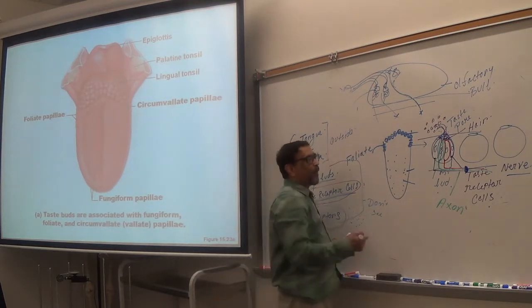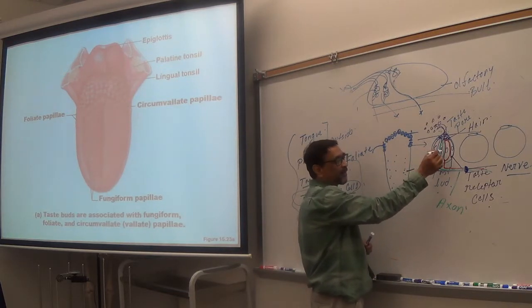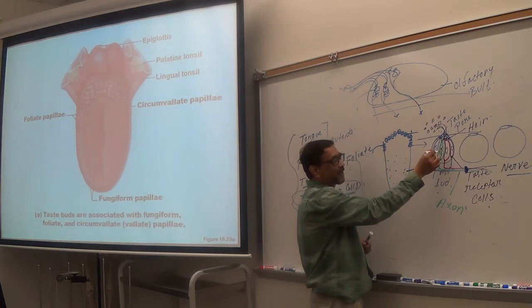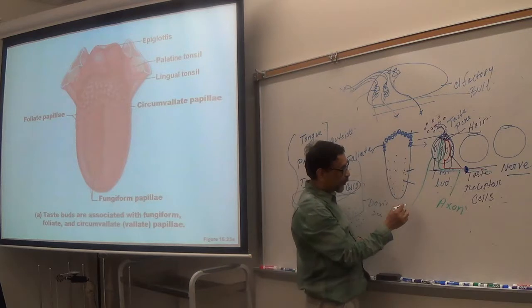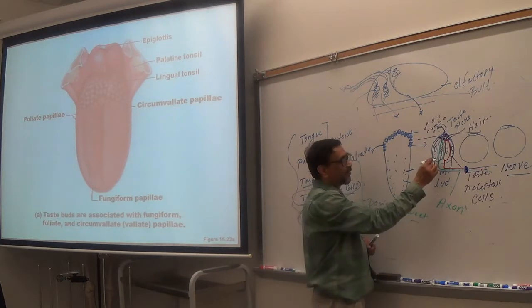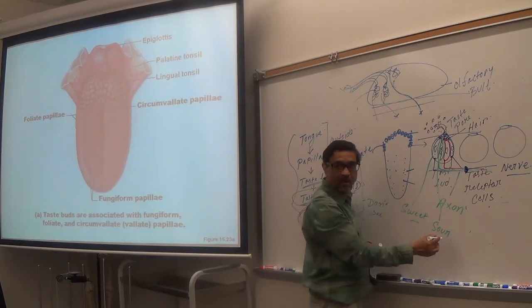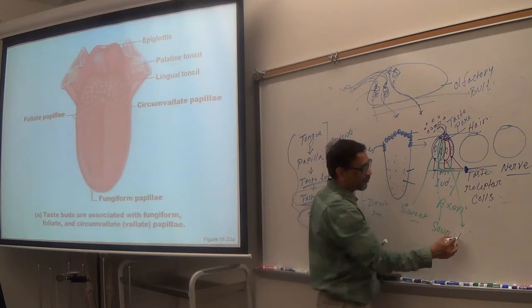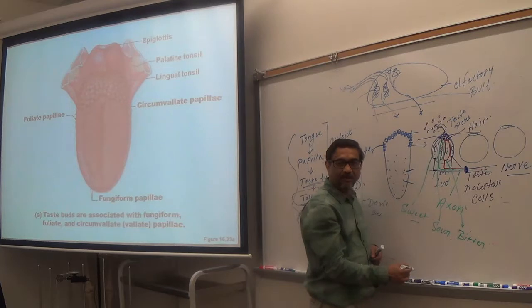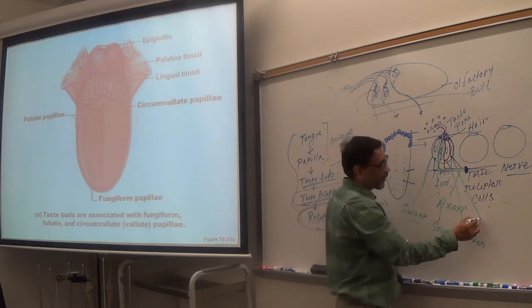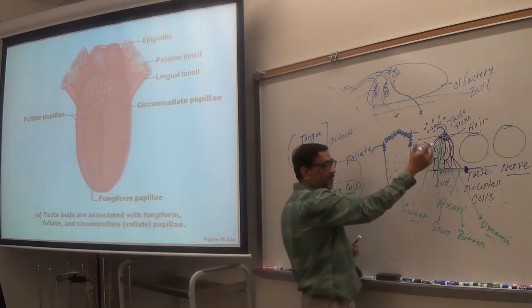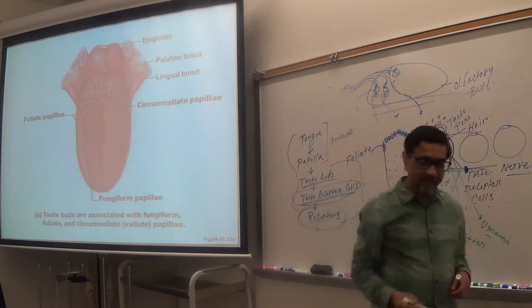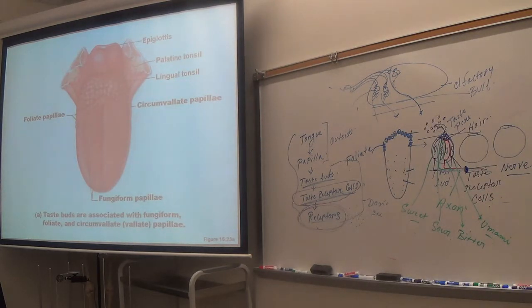Now, why inside the taste bud did I show different colors? Because you have different taste receptor cells. For example, this one is for sweet. Make sense? This one is for sour. This one is for, say, bitter. You have different tastes, right? You have umami, another type of taste. So that's why inside the taste bud you have different types of taste receptor cells. Some are for sweet, some are for sour, some are for bitter, some are for other tastes.